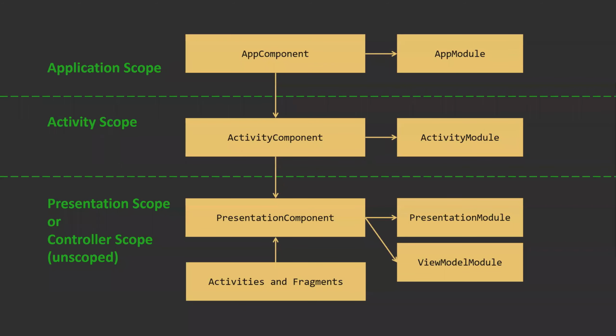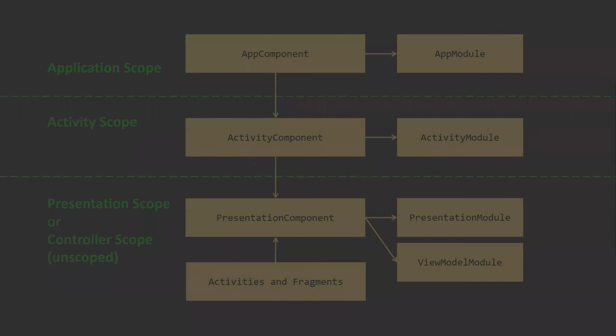All they know is that they fetch their dependencies from presentation component, and all the additional complexity is abstracted out from activities and fragments. Okay, so they don't know about this structure, but this structure exists to provide dependencies with different scoping. If you don't know what scoping is, don't worry, it's not very important in the context of this talk. All right, that's what we have right now.